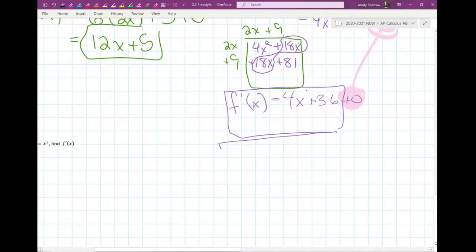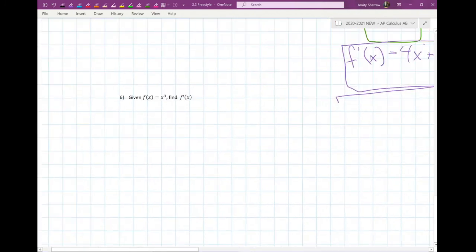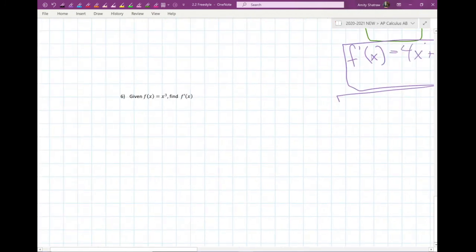Okay, one last one then, finding the derivative of x cubed. Now we did one of these in class, and the notes on it, I'm not sure that everybody got to take those, but the one that we did in class was x cubed plus 1. And I'm hoping now that you recognize that that plus 1 is just a constant. It's going to disappear.